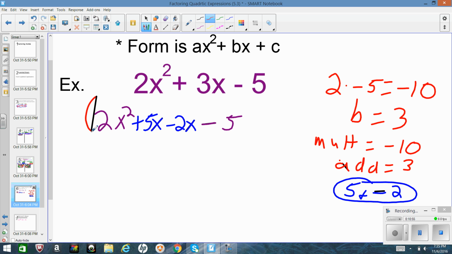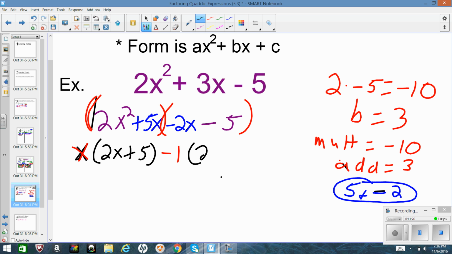Factor out the first two terms, and factor out the second two terms. What do the first two terms have in common? They have an x. If I take an x out of the first one, I'm left with 2x. Take an x out of the second term, I have a positive 5. The last two terms have a negative 1 in common. If I take out a negative 1 from negative 2x, I have positive 2x. If I take out a negative 1 from negative 5, I would have a positive 5.